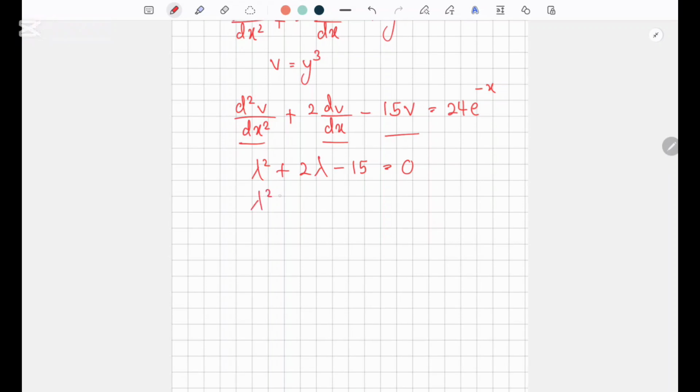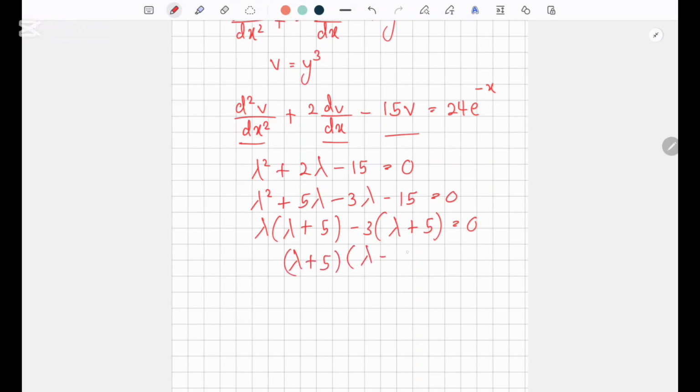So it's lambda squared plus 5 lambda minus 3 lambda minus 15, right? So lambda into lambda plus 5 minus 3 into lambda plus 5, right? Lambda plus 5 into lambda minus 3 equals 0, right? So you have lambda equals minus 5 and lambda equals 3.